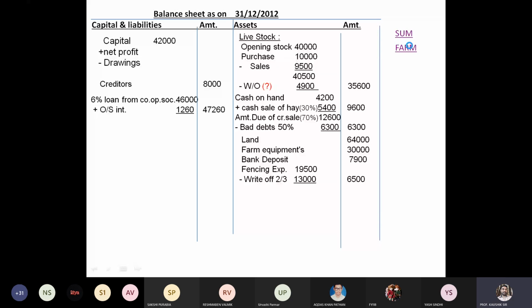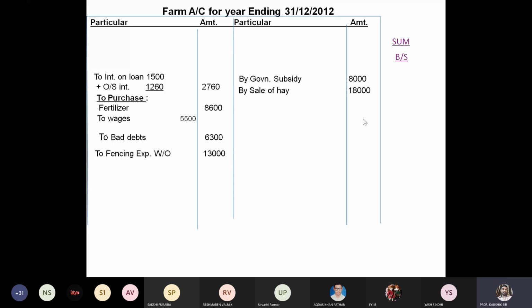And insurance premium 2,000 as an expenditure. Insurance premium as an expenditure 2,000. Tractor expense 5,000 as an expense. Tractor expense debited to the farm account as an expenditure.